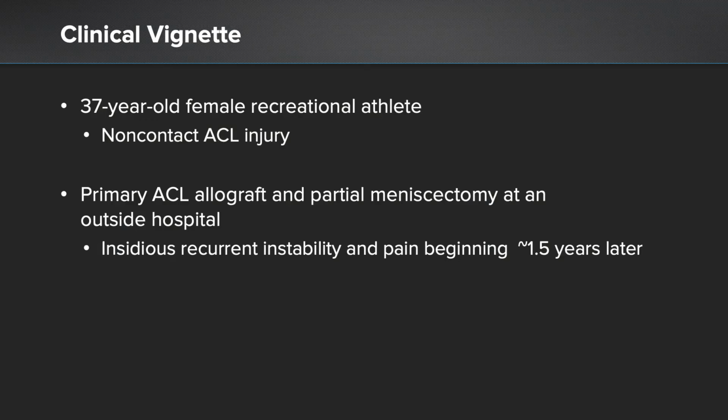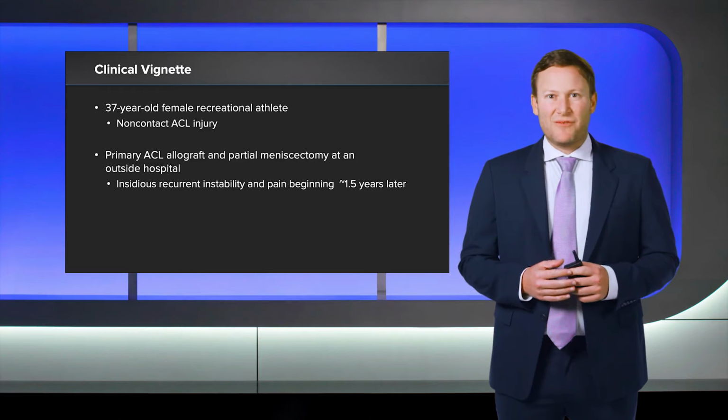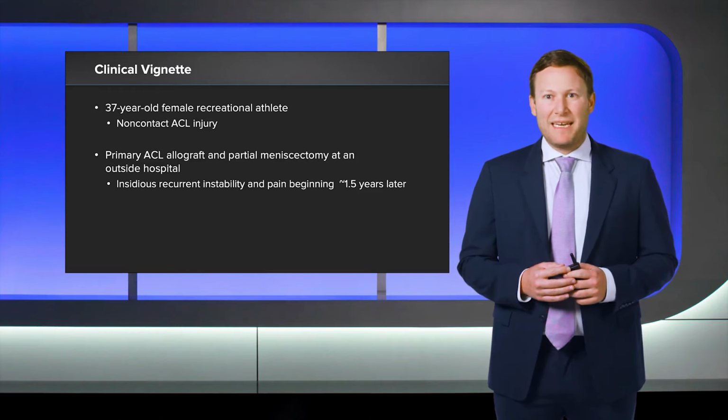The patient's a 37-year-old female. She's a recreational athlete. She had a non-contact ACL injury. She underwent a primary ACL allograft reconstruction with partial meniscectomy at an outside hospital. She had insidious recurrent instability and pain beginning a year and a half later, prior to presentation in my office.